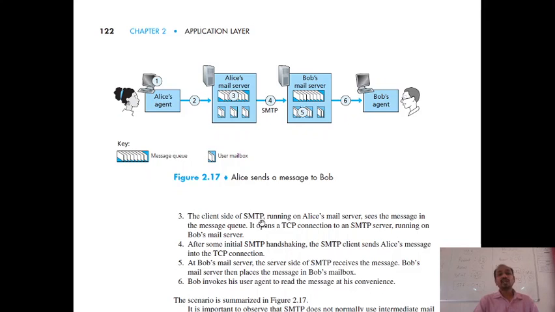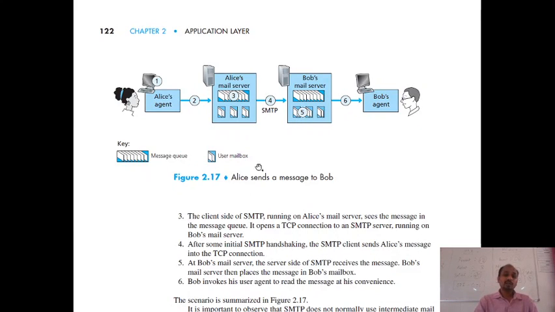The client side of SMTP running on Alice's mail server sees the message in the message queue. So it opens a TCP connection to an SMTP server, the SMTP server running on Bob's mail server. Now, what is the fourth step? After some initial SMTP handshaking, the SMTP client sends Alice's message into the TCP connection.